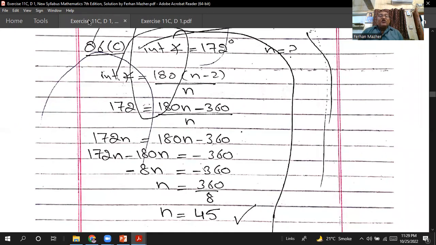Cross multiply here. So you will have 172n equals 180n minus 360. Bring the terms which have n in them on the same side. So you will have 172n minus 180n equals minus 360. So minus 8n equals minus 360. So minus minus will be cancelled. So n will be equal to 360 divided by 8. So n will be 45. So this polygon which has internal angle 172 degrees has 45 sides.